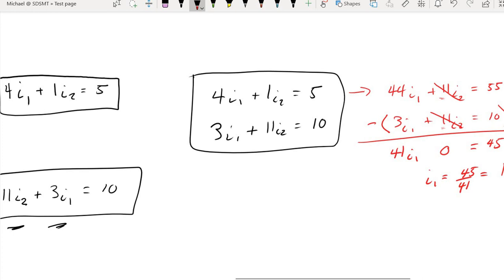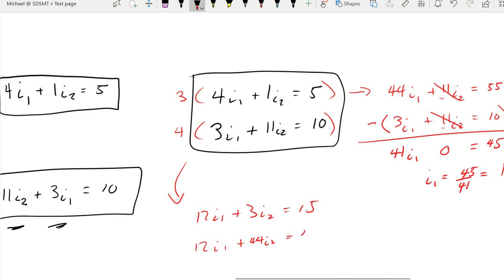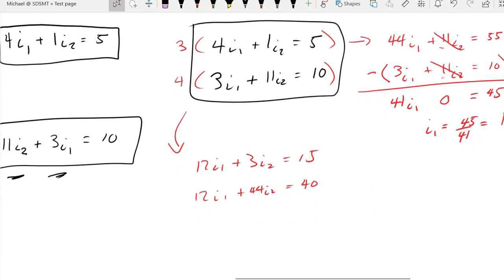So I need to find a common multiple for the I1 terms, and that is 12. And that means I will have to multiply the top and bottom by 3 and 4 respectively. I'm going to bring my work down here. The top equation becomes 12I1 plus 3I2 equals 15. Bottom equation becomes 12I1 plus 44I2 equals 40. So I now have the same scalar coefficients on the I1 terms. I will once again subtract the bottom equation.